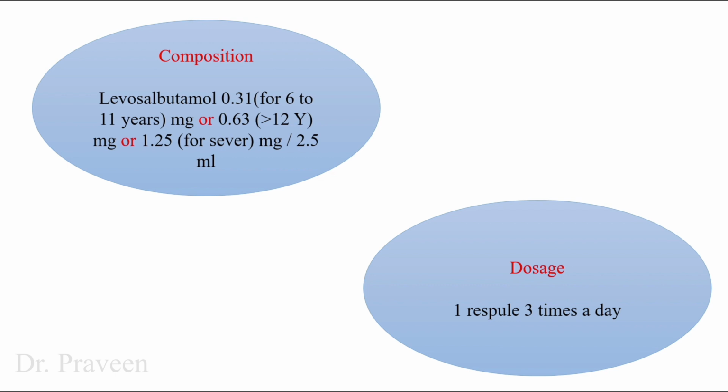It comes in three variants: 0.31, 0.63 and 1.25. The 0.31 is for the age group between 6 to 11, above 12 years it is 0.63, and 1.25 is for severe conditions. The dosage is 1 respule 3 times. Based on the age, we can select the respule and it's for 3 times, whereas Asthalin can be repeated up to 4 times.